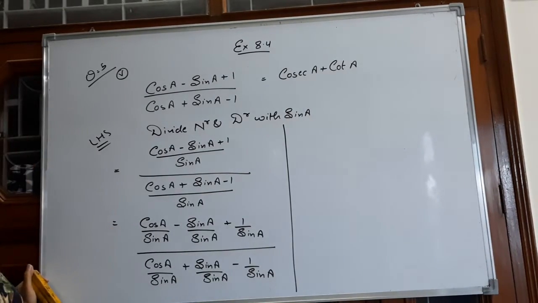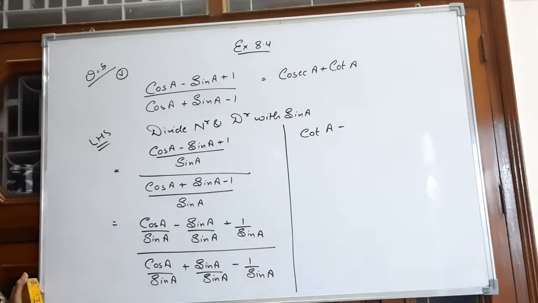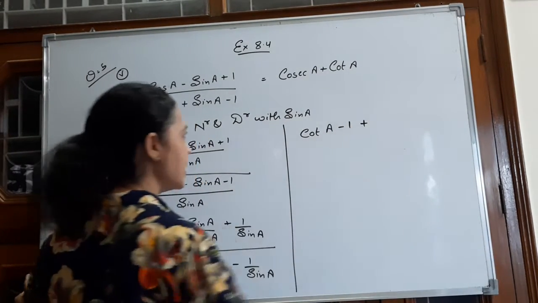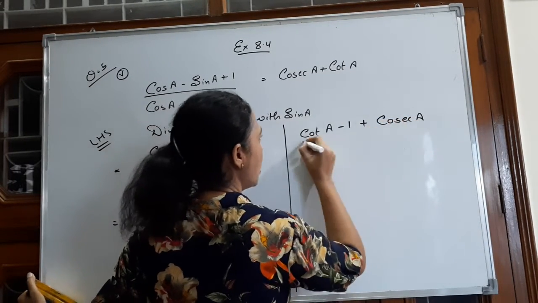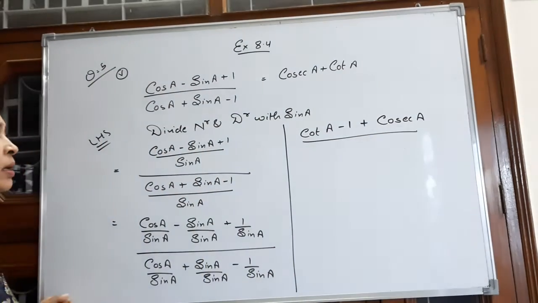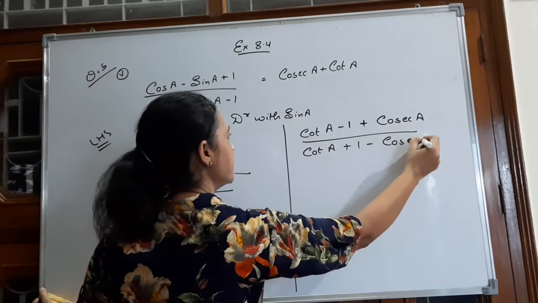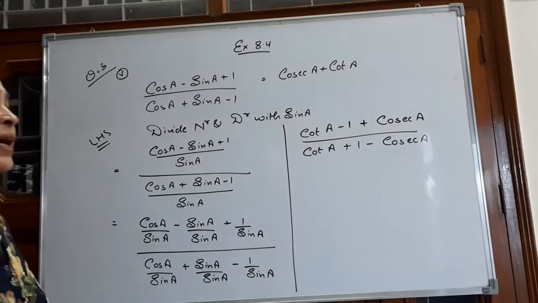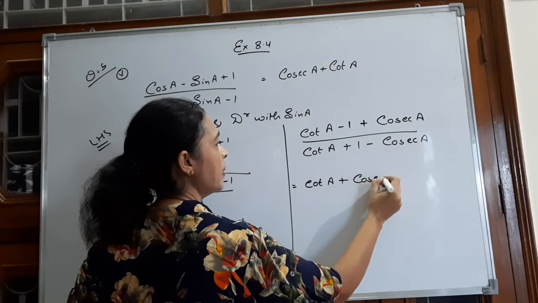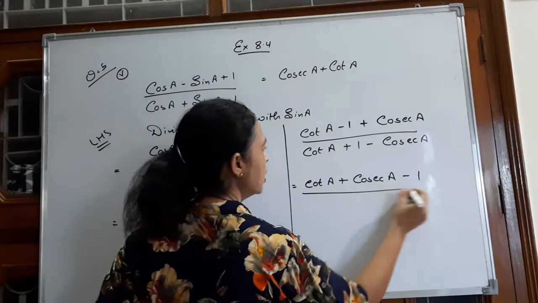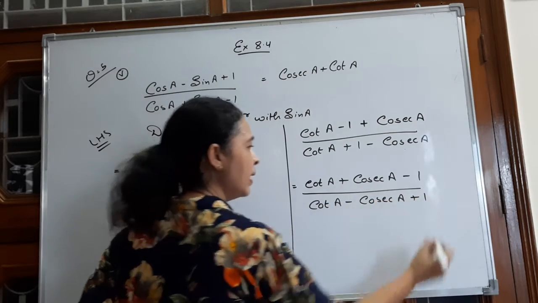Now what is cos upon sin? Cos upon sin is cot A. Minus sin A upon sin A, both get cancelled, minus 1. Plus what is 1 upon sin A? Cosec A. Upon, what is cos upon sin? Cot A, plus 1 minus cosec A. Clear? Now we are rearranging it. We will write it as cot A plus cosec A minus 1 upon cot A minus cosec A plus 1.